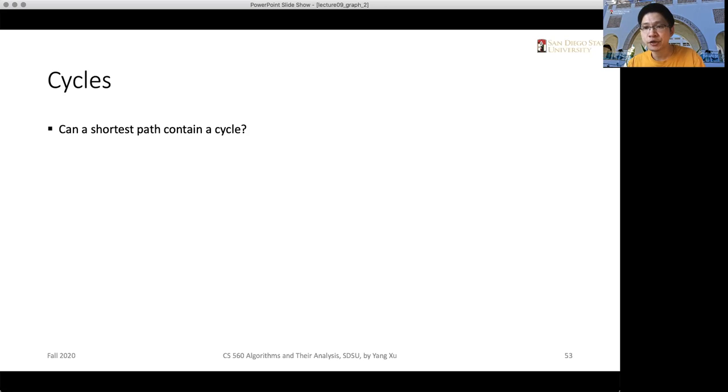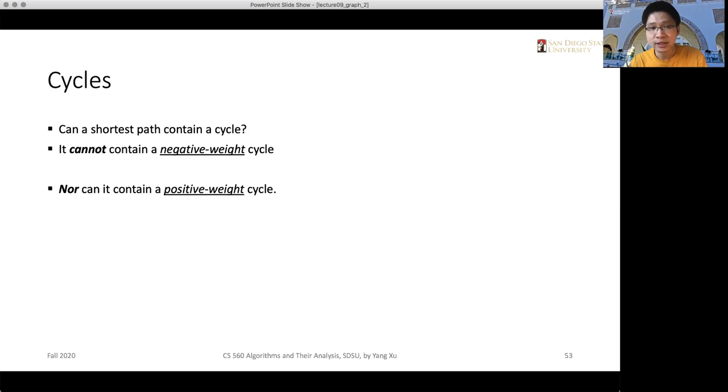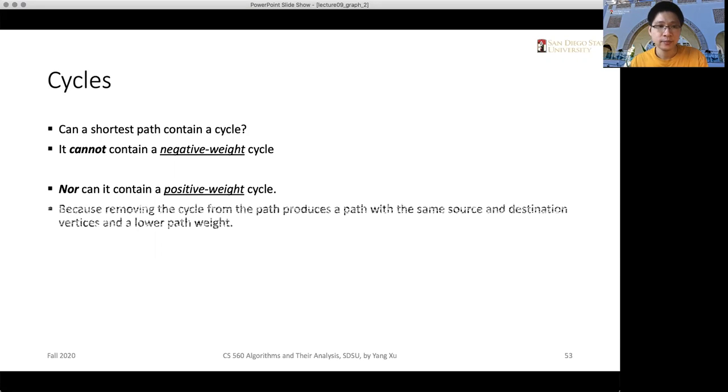So in terms of the question of whether a shortest path can contain a cycle, we will say that it cannot contain a negative weight cycle, because we already saw that we can go infinitely negative, which means we cannot find a minimal value. Nor can it contain a positive weight cycle, right? Because removing the cycle from the path will produce a path with the same source and destination vertices and a lower path weight. Okay, so these are the complexities that we want to avoid.